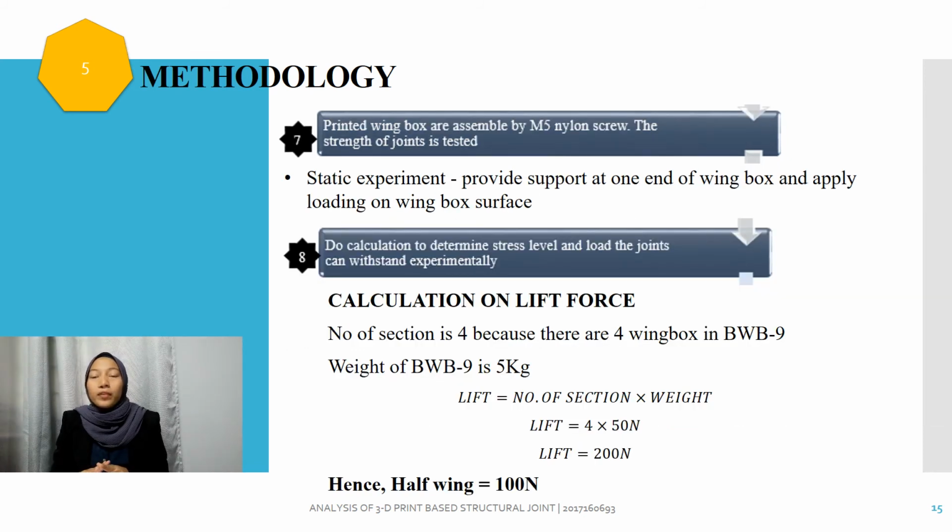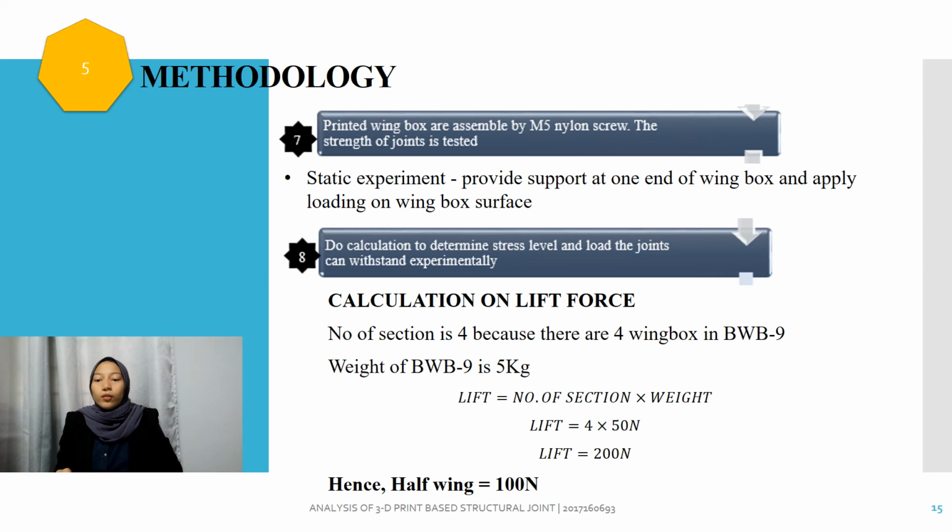The next one, printed wing boxes are assembled by M5 nylon screw. The strength of the joint is tested. The strength of the joint is tested by static experiment, in which one end of the wing box is connected to the jig or support as if it is connected to the fuselage. The load is applied to the surface of the wing box till the joint breaks. Then the amount of load is recorded.